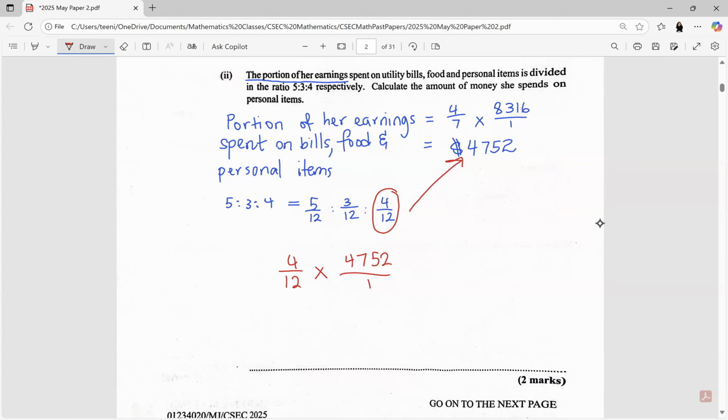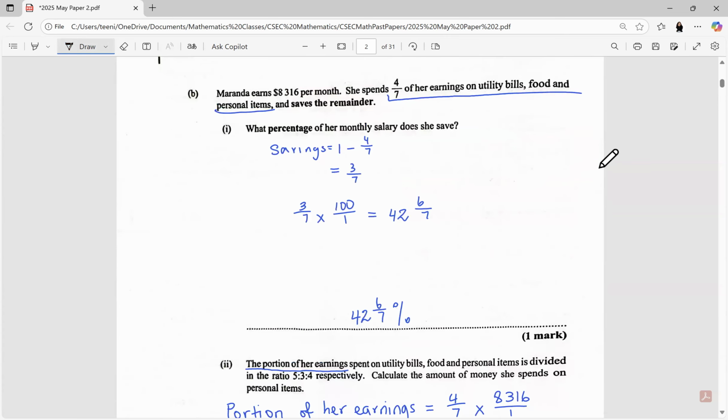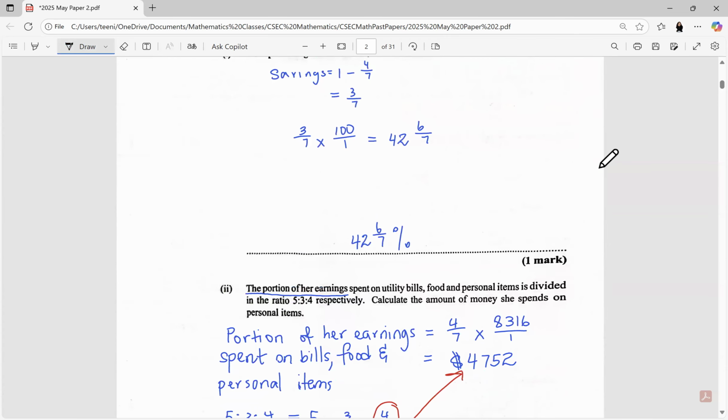I got 1,584. I got that as well. What about you boys? Did you get 1,584? Yes, miss. Okay, so that question was with 2 marks. All right, so let's go back and just look at it again.